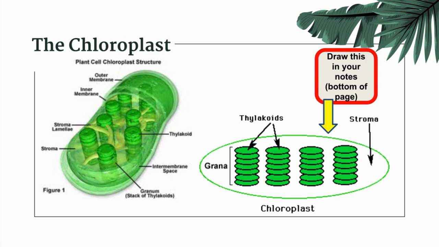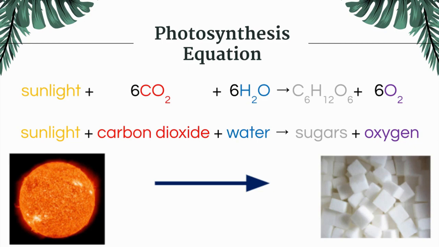The chloroplast has some key parts. We have our stroma, which is the space being held, and then the thylakoids, which are these little green pancakes. A stack of these green thylakoids is called a grana. This is important because in photosynthesis, we are converting sunlight to sugars through different steps.